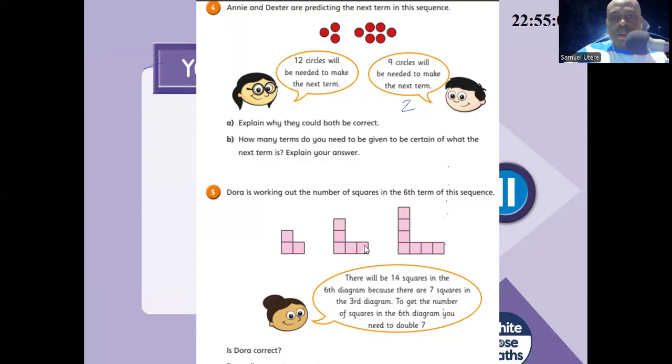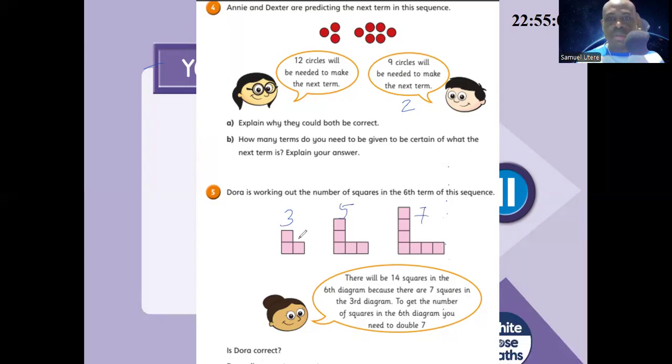So 3 to 5, we've added 2. Here we have 1, 2, 3, 4, 5, 6, 7. So we've added 2 again. So remember what we said. If you can't visualize it, you write the number out. So here we have 3, here we have 5, and here we have 7.